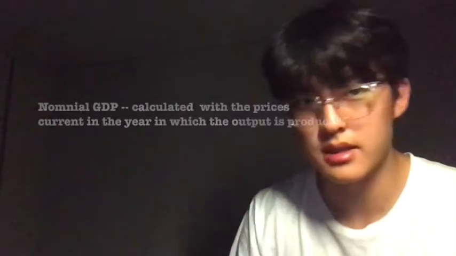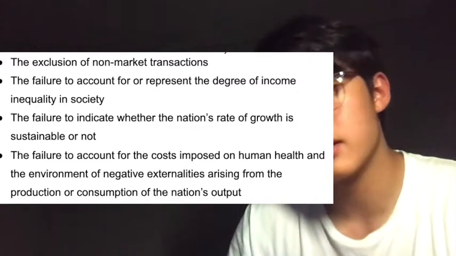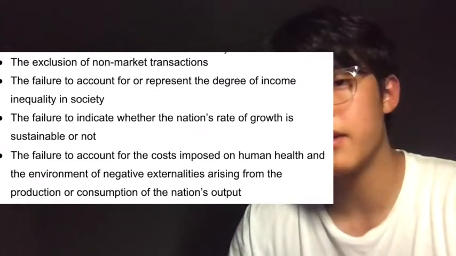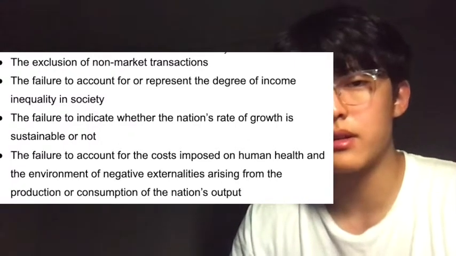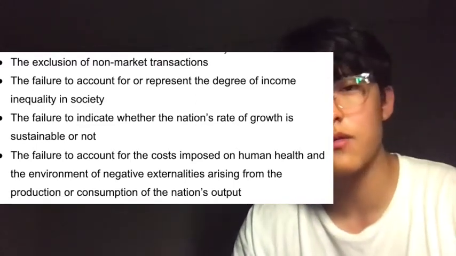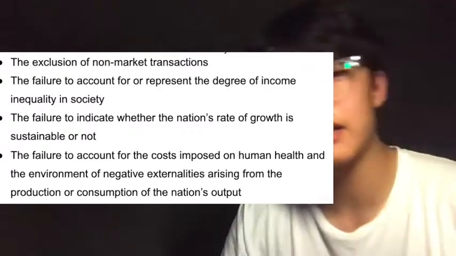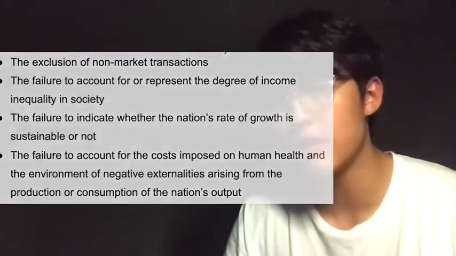So what are some limitations of GDP as an indicator of one's economy? First, it excludes non-market transactions. Also, it fails to account for or represent the degree of income inequality in society. Also, it does not indicate whether the nation's rate of growth is sustainable or not. It also does not account for the cost imposed on human health and the environment by negative externalities arising from the production or consumption of the nation's output.